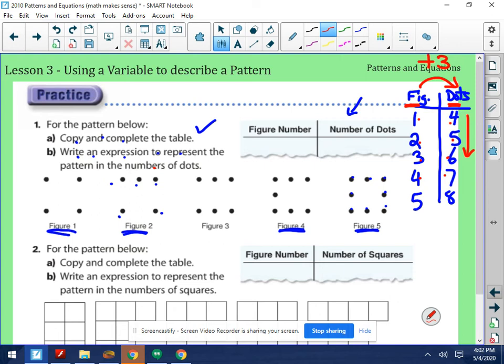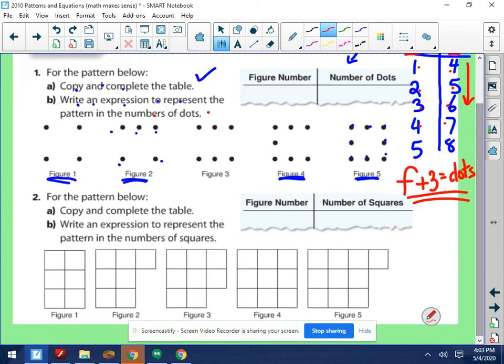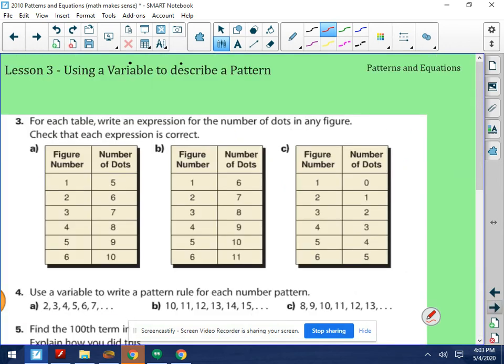So let's write the expression. The expression would be F plus 3, because that's what we have to do, equals dots. And that's our answer for B. Now I want you to do number 2 on your own. Same type of question, you do it on your own. Then when it comes to number 3, number 3A we'll do together. I'll do for you.